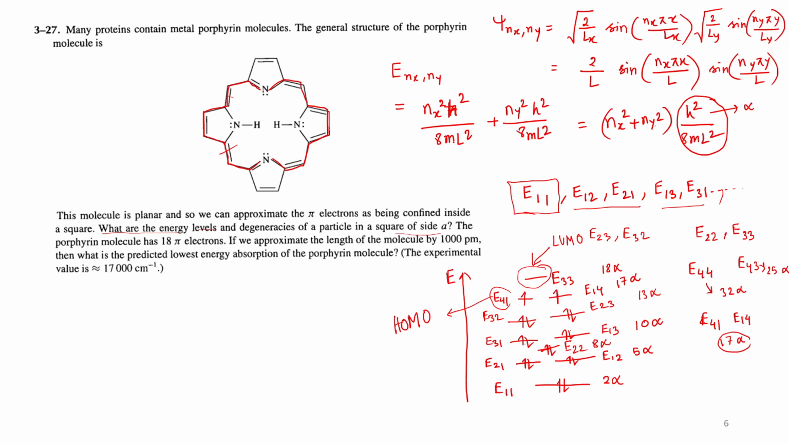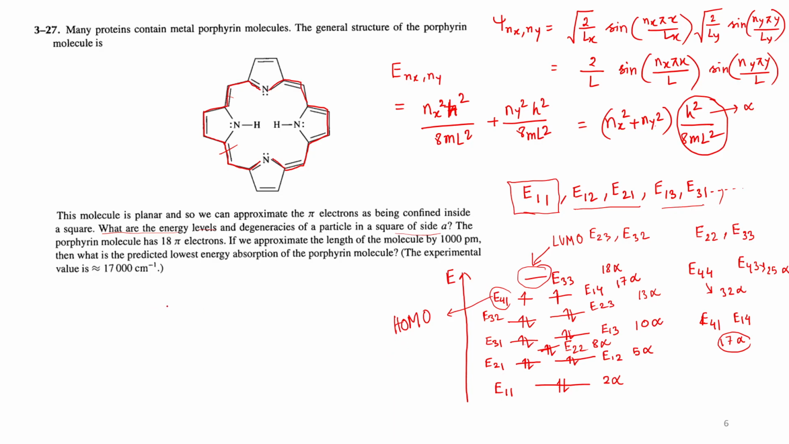So we are now going with the second question. The porphyrin molecule has 18 pi electrons. So we have filled the states with 18 pi electrons and we have taken care of the degeneracies, right? So now the question was that if we have to approximate the length of the molecule by 1000 picometer, this is L, then what is the predicted lowest energy absorption? Lowest energy absorption would be HOMO to LUMO, right?